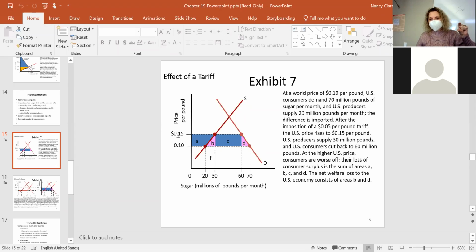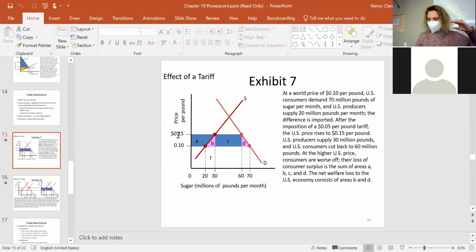Which means we lose that entire strip of consumer surplus, which you now see shaded in blue and pink. That is a strip of consumer surplus we will lose because of that tariff, okay? If you and I now have to pay 15 cents for sugar, the supply and the demand look different. US supply and US demand look different.